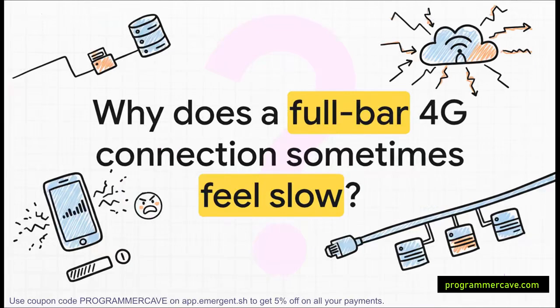We've all been there, right? You've got full bars, a perfect 4G signal, but your app is just crawling, taking forever to load. It's super frustrating, and honestly, it's a really common experience. And it points to this fundamental misunderstanding of how mobile networks actually work. Because let me tell you, they are nothing like the wired networks we're all used to.